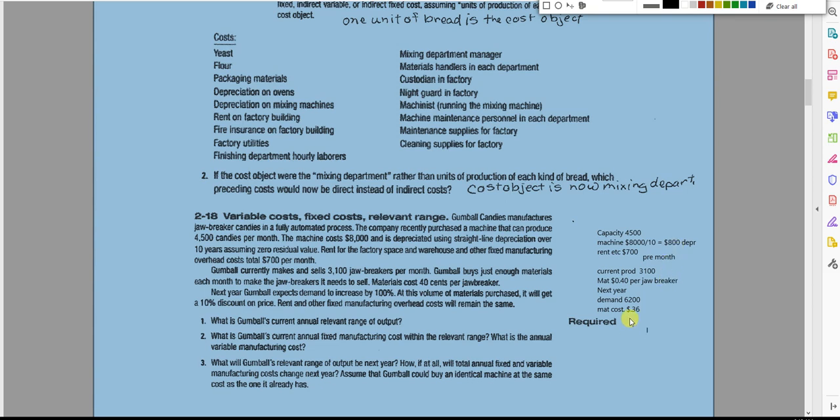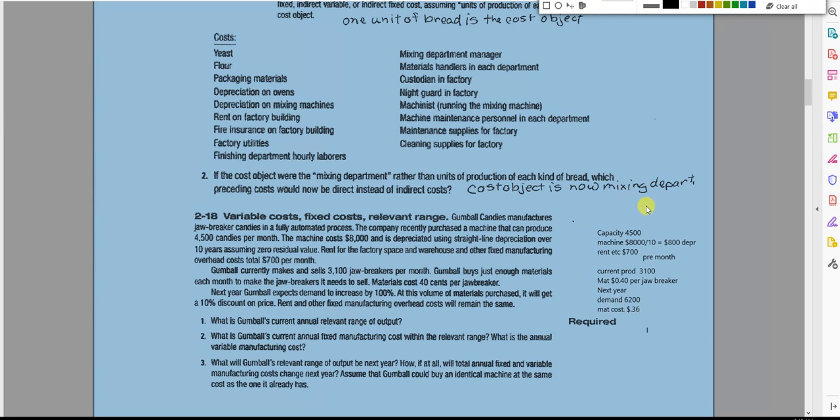Variable costs will be, I'll make 6,200 jawbreakers per month, so 6,200 times 12. Times 12 months. I don't see that number here. I found it. 74,400, which is 6,200 times 12 times 36 cents will give us a total of 26,784.